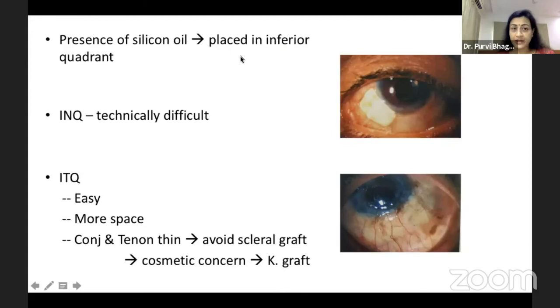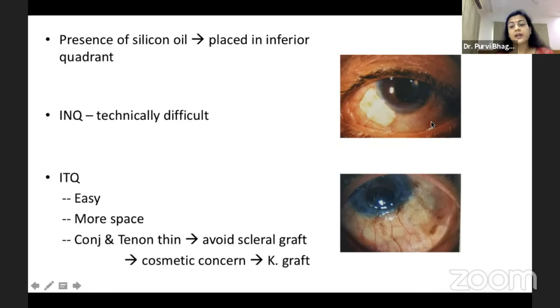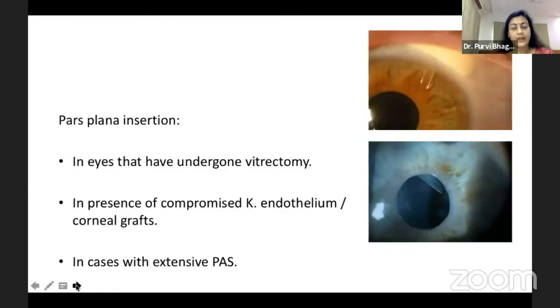If there is presence of an inverse hypopyon, you should always place it in the inferior quadrant. Again, here infranasal is more technically difficult. Infratemporal is easy and there is more space. But in all these cases, remember that in the inferior part, because of the cosmetic concern, you may avoid a scleral graft and rather use a corneal graft for the cosmesis and better outlook.